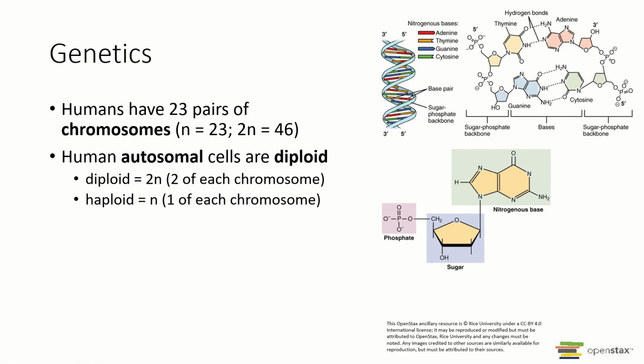You remember that humans have 23 pairs of chromosomes. A chromosome is a strand of DNA. Human autosomal cells are diploid, meaning they have two of each chromosome. So to note that, we use 2N. N is the number of distinct chromosomes. So the N for humans is 23. 2N is twice that, 46. Our autosomal cells have 46 chromosomes. Our sperm and egg, our N, or haploid, have just one of each chromosome.